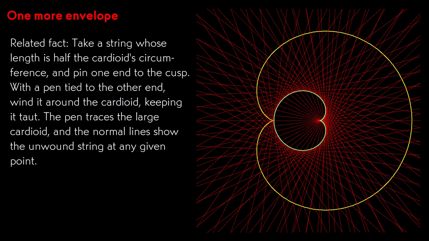There's a closely related fact that can be shown from the cardioid arc length formula, which we derived in a previous episode. If we attach a string that's half the circumference of the cardioid to the cusp, wind it around the cardioid, and then unwind it so that it starts from the vertex, keeping it taut as we go, the string will trace out a cardioid three times as large. I'm not going to trouble to show the proof of either of these. The proof techniques are pretty similar to what we've seen already.